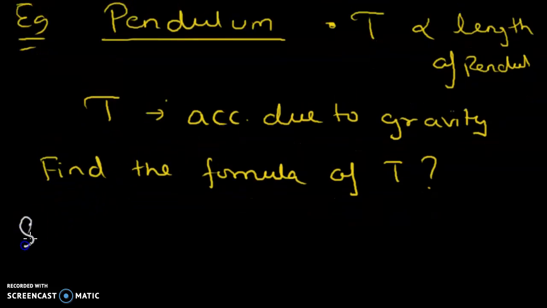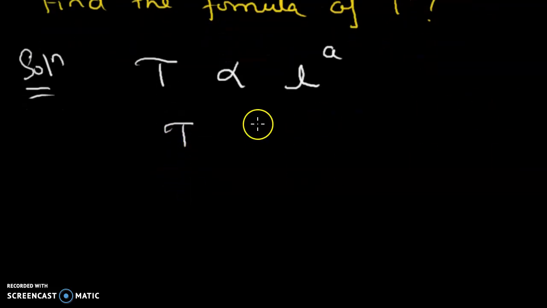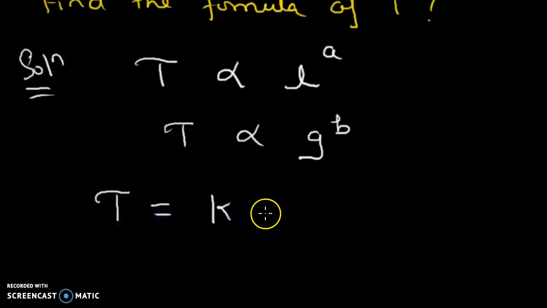So to find the solution, I have first used that the time period is directly proportional to, or dependent on, the length of the pendulum. So I took its power as a. Then the second variable upon which the time period depends is acceleration due to gravity, and I don't know to what order it depends, so I took the power as b. Now I need a constant, so I took k as the constant. So T equals k L to the power a, g to the power b.